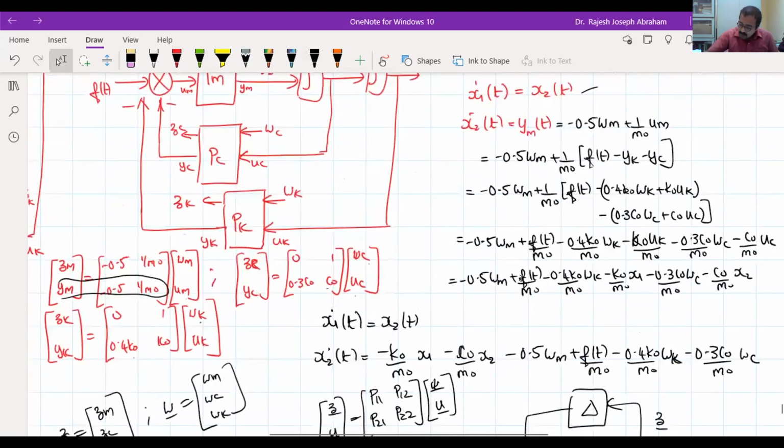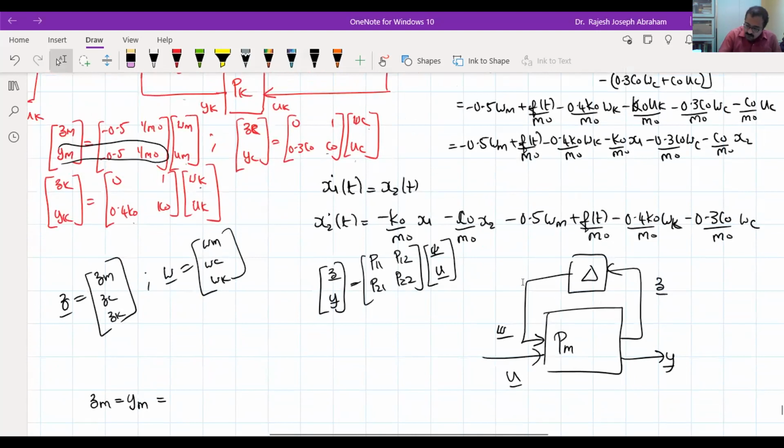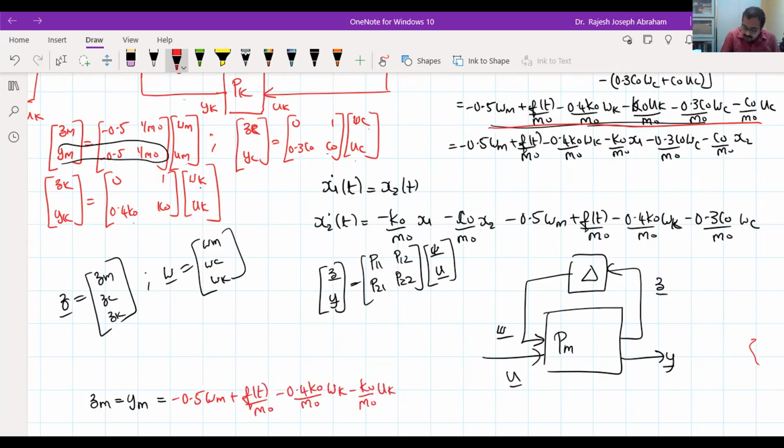And in terms of U, I will write minus 0.5 omega m plus f of t by m naught, minus 0.4 k naught by m naught into Wk, minus k naught by m naught into Uk, minus 0.3 c naught by m naught into Wc, minus c naught by m naught into Uc. That is Zm. Okay, now what next?